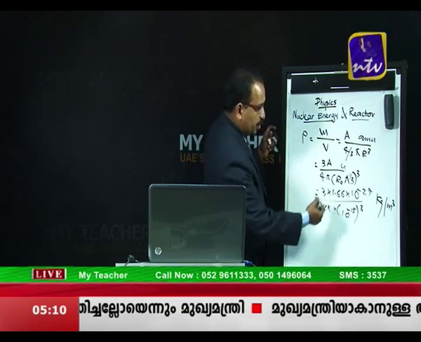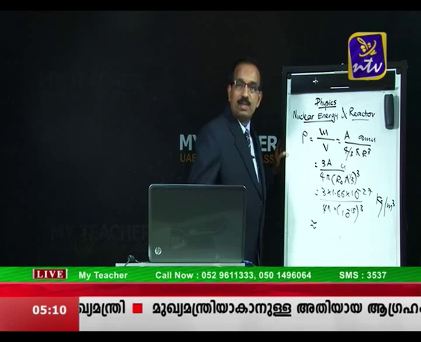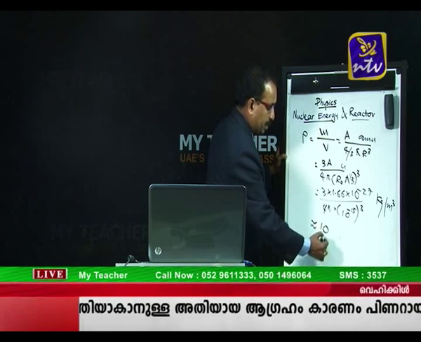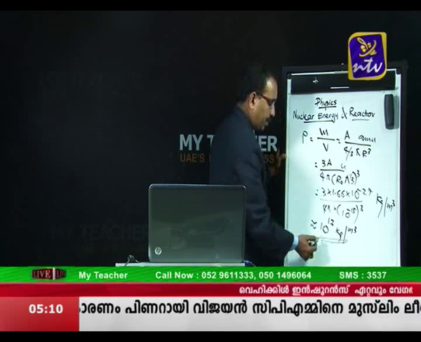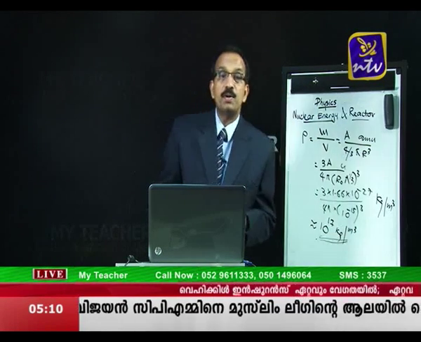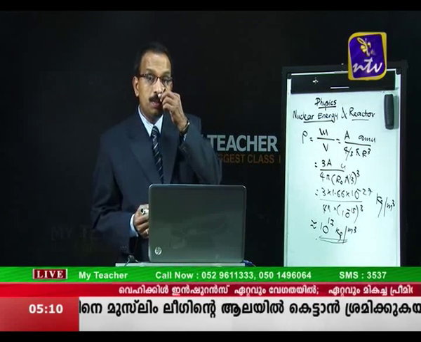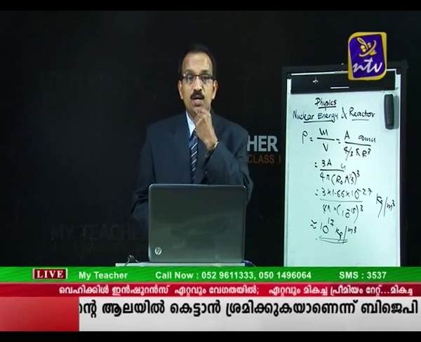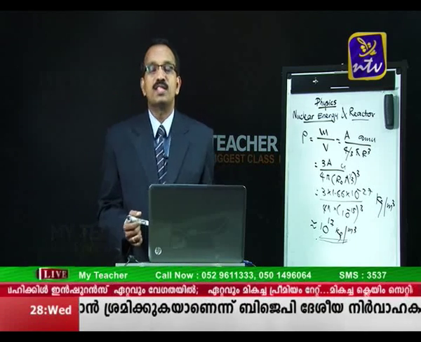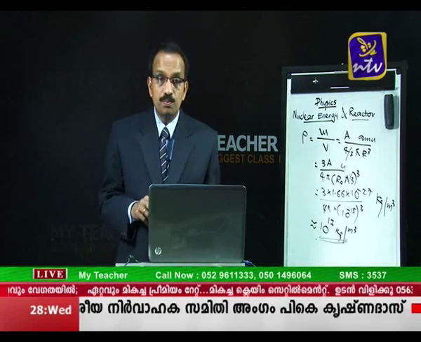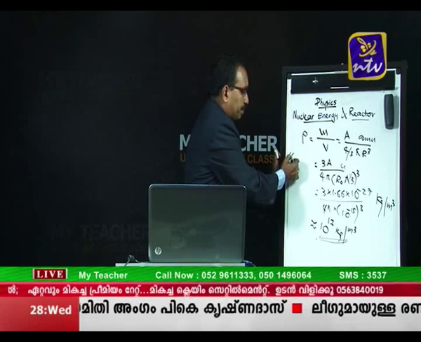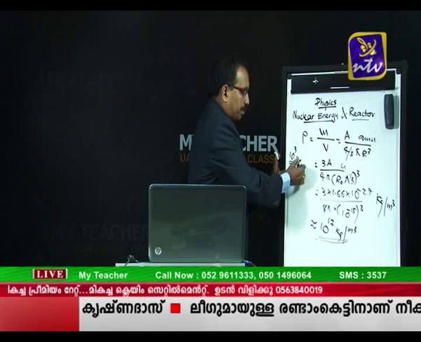On solving this, approximately you can make out that it will come around 10 to the power 17 kilogram per meter cubed. See, 10 to the power 17 kilogram per meter cubed. You see how big the quantity is. Usually the density of ordinary substances is of the order of 10 to the power 3 kilogram per meter cubed.